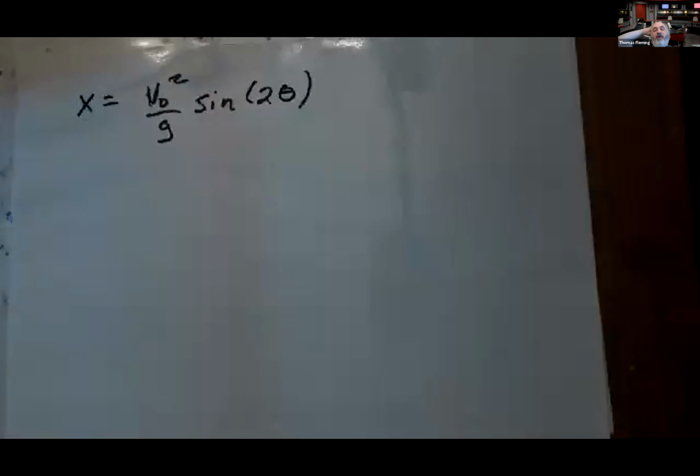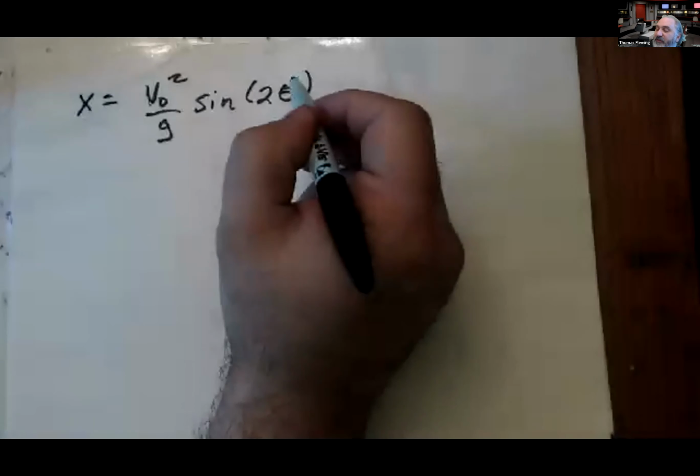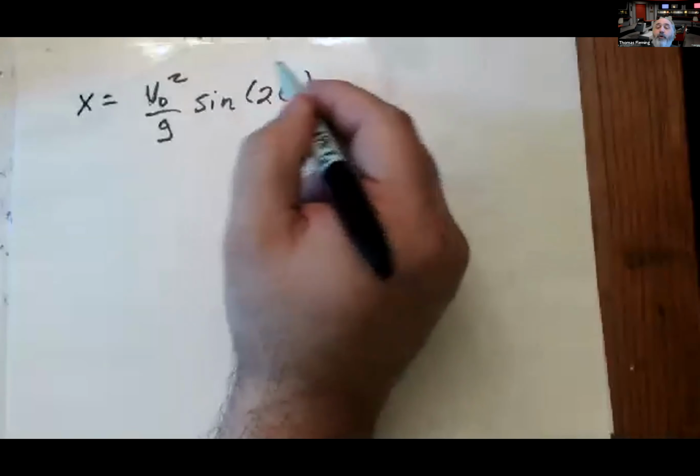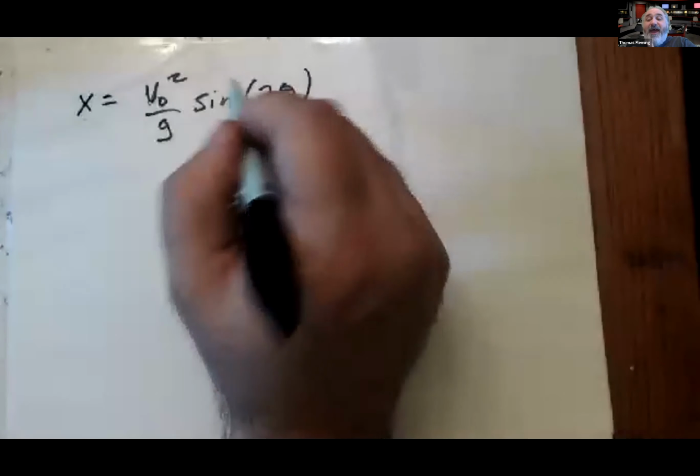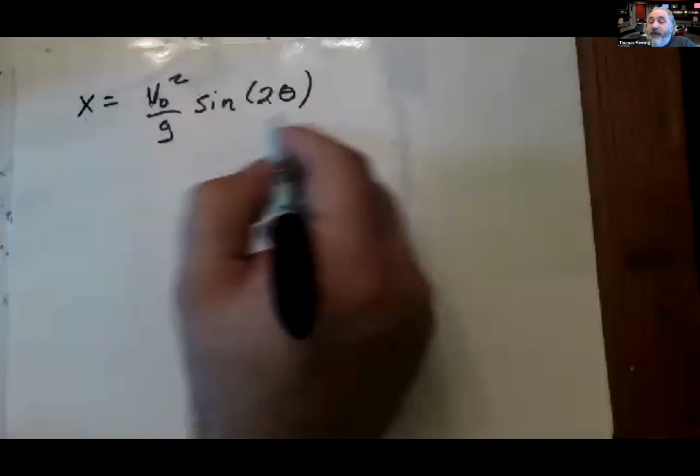So the question then becomes, what's the biggest that I could make this? What's the biggest that the sine of 2 theta could ever be? Well, it's a sine function. Sine functions go from as high as +1 to as low as -1. You can't get the sine of anything to ever be bigger than 1. So the biggest I could ever make this is 1.